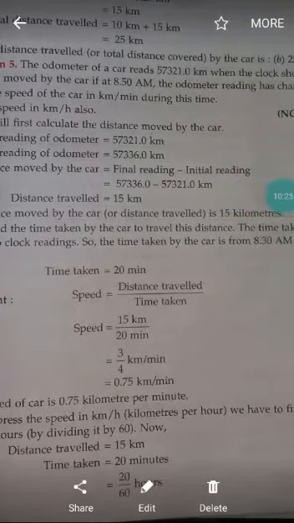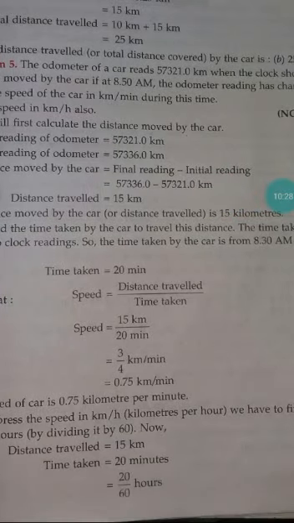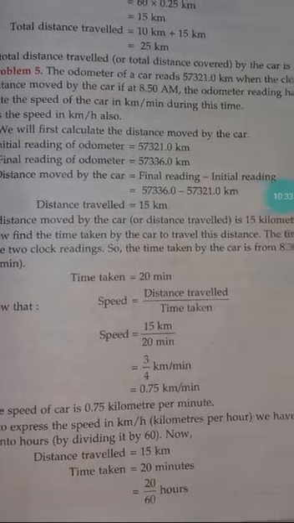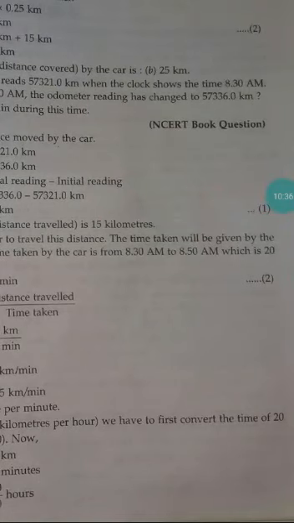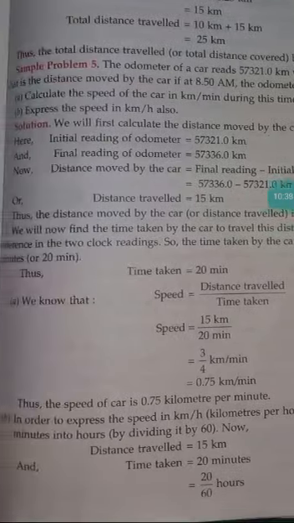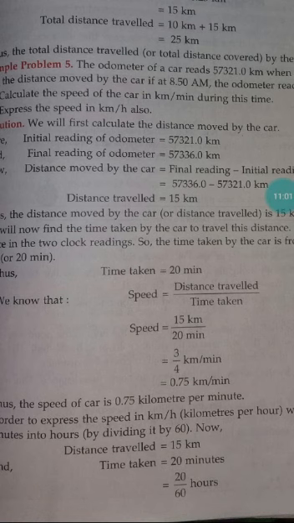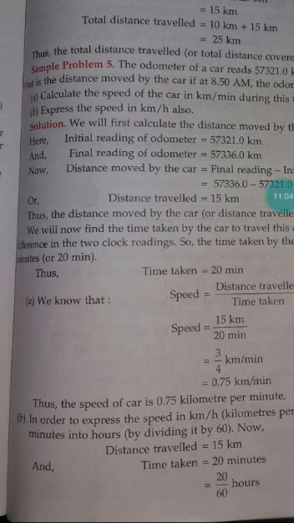We'll now find the time taken by the car to travel this distance. The time taken will be given by the difference in the two clock readings, right? So the time taken by the car from 8:30 am to 8:50 am is how much? 20 minutes. Thus the time taken is 20 minutes. We know what the speed formula is: speed equals distance traveled divided by time taken. So speed will be 15 kilometers divided by 20 minutes, which is 3/4 kilometer per minute or 0.75 kilometer per minute. Thus the speed of the car is 0.75 kilometer per minute, right?